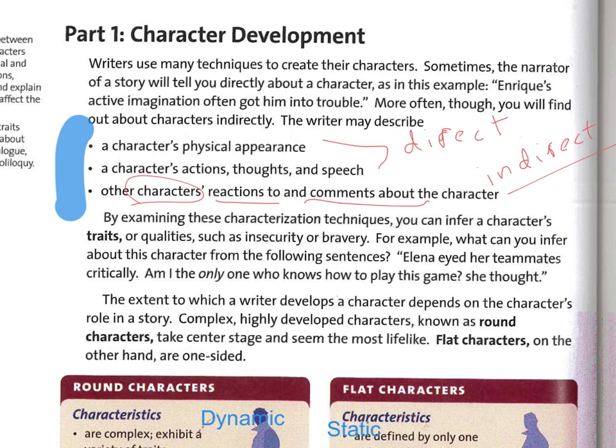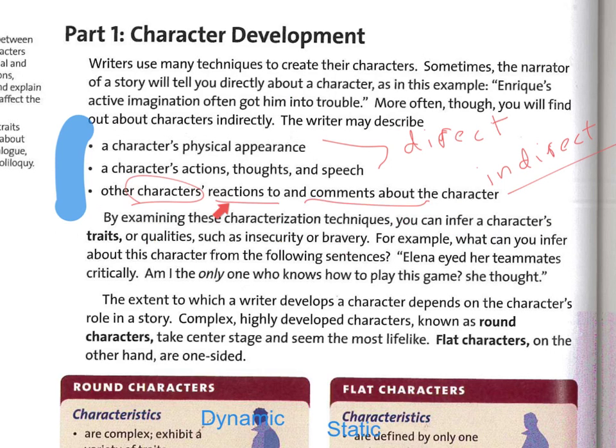Direct characterization, what does that character say, do, or think, or how do they look? And sometimes the physical appearance, though, can be indirect because the other characters either say, "Oh, what are you doing? Why are you looking like this?" And then that would be indirect. Okay. I'm here now. By examining these characterization techniques, these are the techniques, you can infer a character's traits or qualities, such as insecurity or bravery.